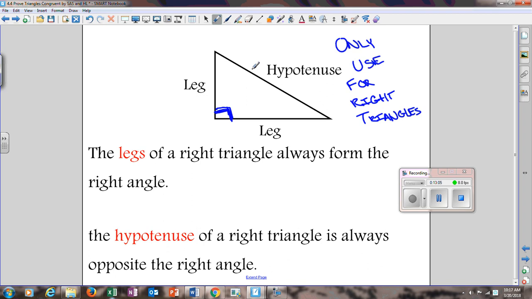Remember, if it ain't right, you did it wrong. See, if it ain't a right triangle, you did it wrong. All right. Legs of a right triangle always form the right angle. The hypotenuse is always opposite the right angle.